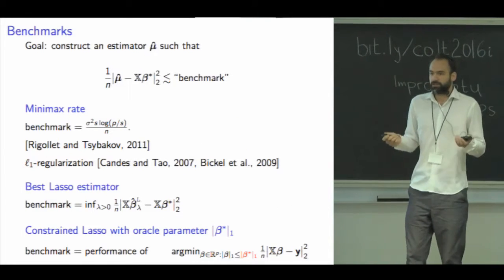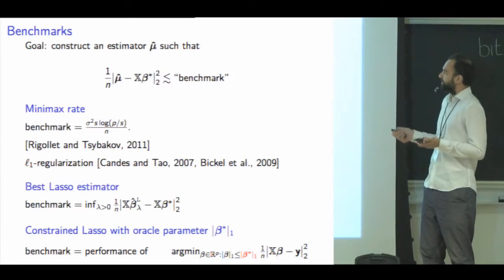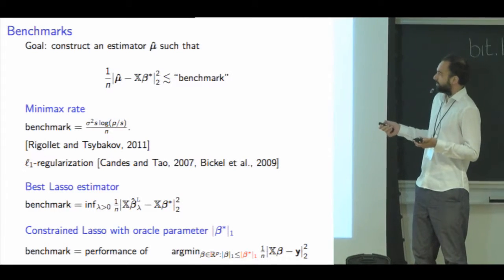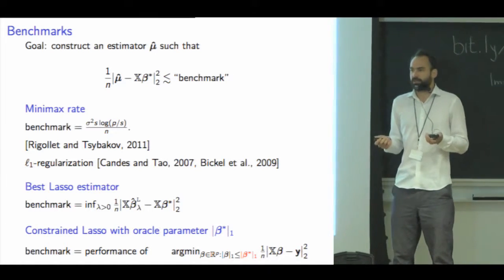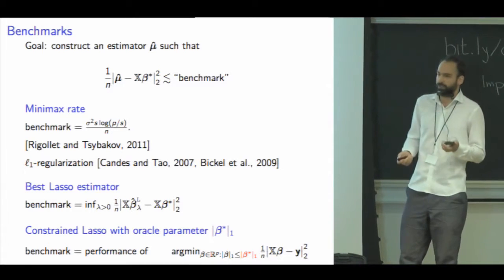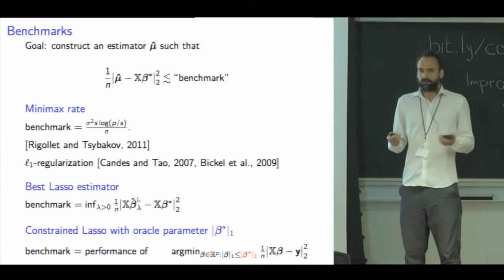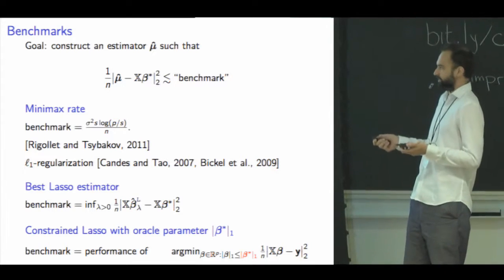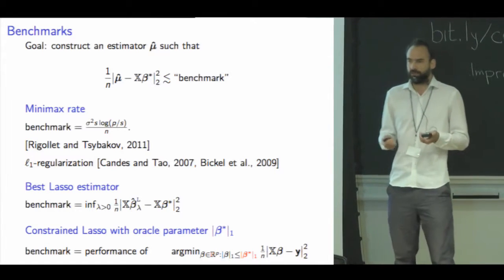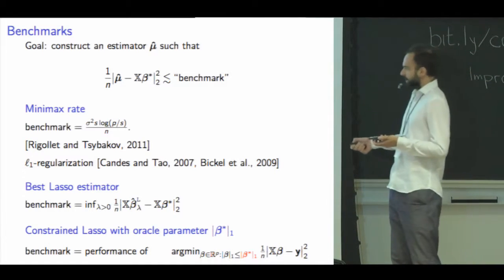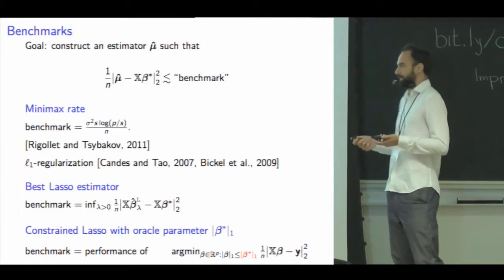Okay, so our goal in sparse linear regression will be today to upper bound the prediction error of some estimator f hat by some benchmark. And the most common benchmark in this setting is the minimax rate, which is given by s log(p/s) over n. And it has been heavily studied, and several different methods can achieve this rate. For example, there are exponential screening estimators that aggregate 2 to the p different least squares estimators. And there are also L1 regularized methods like the Lasso or the Dantzig selector.